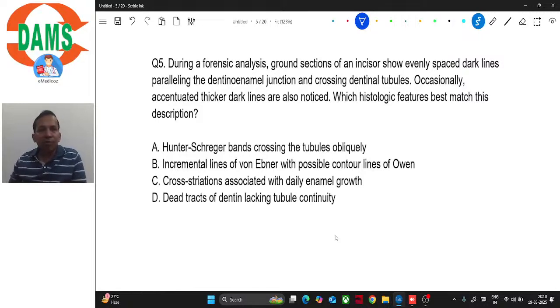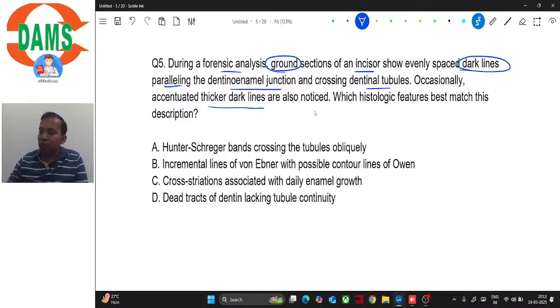So let's go to the fifth question. During a forensic analysis, a ground section of an incisor shows evenly spaced dark lines paralleling the dentino-enamel junction and crossing dentinal tubules. Occasionally, accentuated thicker dark lines are also noticed. Which histological feature best matches this description?